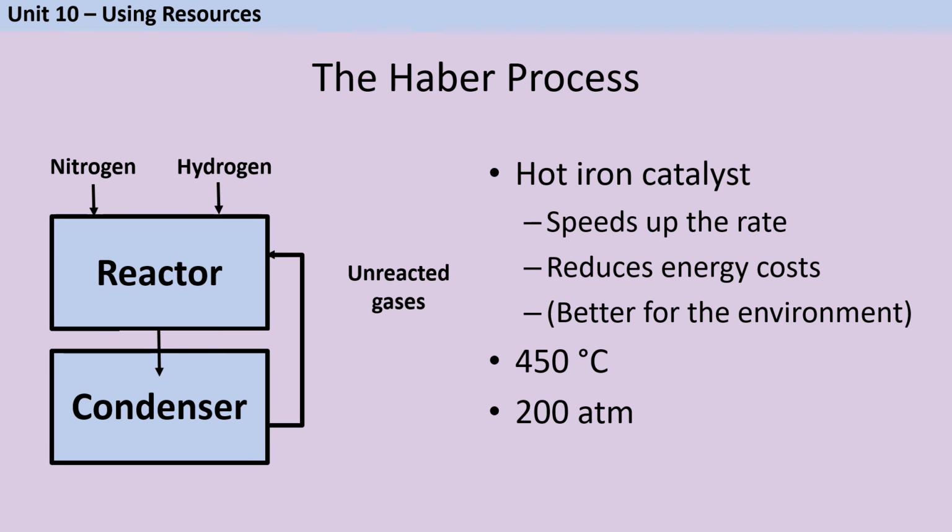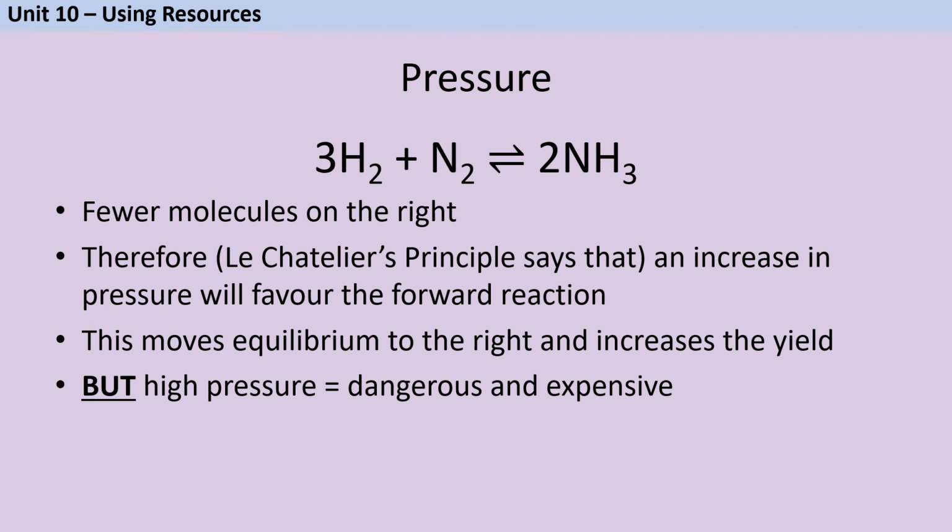The iron catalyst is used because it helps to speed up the rate of reaction without needing to heat things up any further. So that's going to reduce the energy costs and be better for the environment. The other two conditions are a little bit of a compromise, so we're going to look at why and how they're used. The Haber process is an example of a reversible reaction, so we're going to have both the forward and reverse reactions happening at the same time, and the aim is to produce as much ammonia as possible.